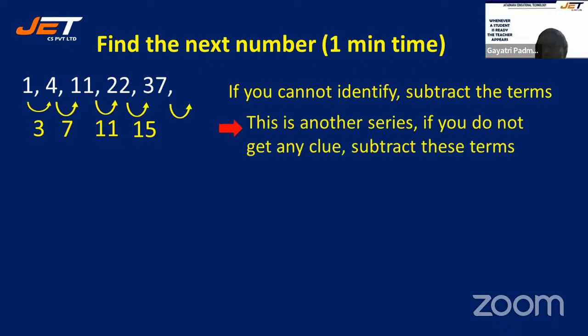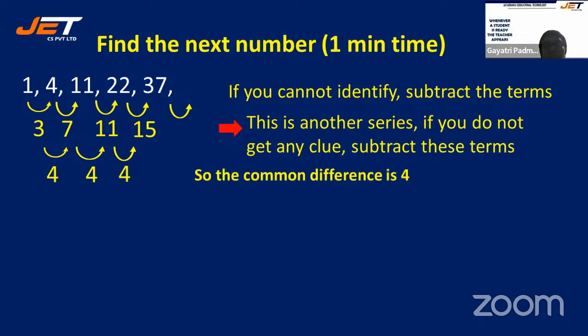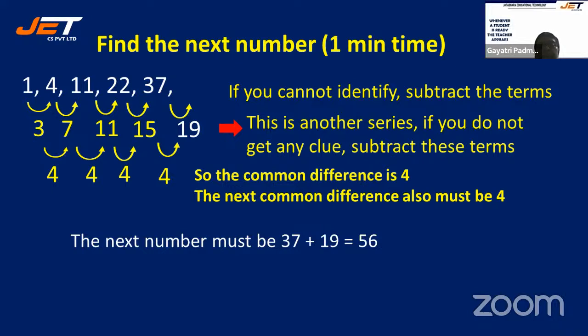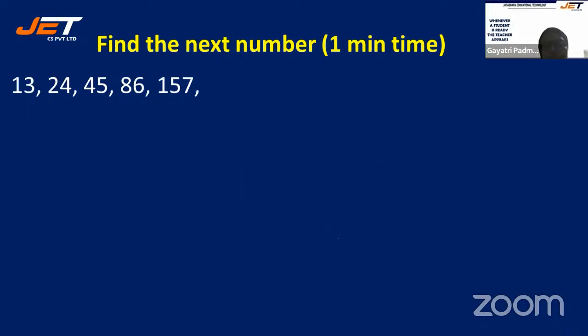Now this is another series. If you do not get any clue, subtract these terms. What is 7 minus 3? 4. 11 minus 7? 4. 15 minus 11? 4. So the common difference is 4, which means you should add 4 to 15 to get 19. Similarly, to 37, if you add 19, you get 56. That should be the next number.